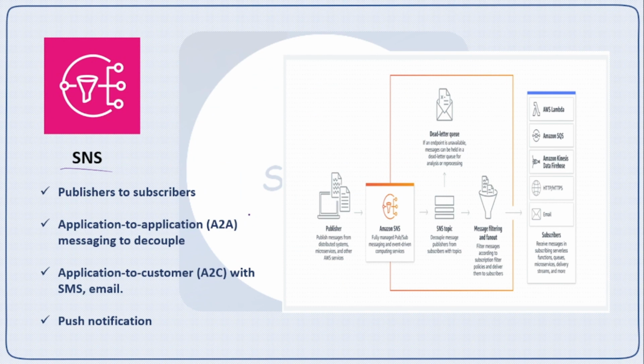SNS, so this is a publisher subscriber, we call it PubSub. It is one of the messaging services, and here you can see it is capable of sending application to application messages to decouple, or it is also for application to consumer. You can send SMS or email, and it works on push notification. So with SNS we have to create one SNS topic, and then we can send the message to it, and there is some filtering and fan out architecture. Basically, fan out is that we can have SNS here, and then from SNS we can send the message to multiple consumers, so that is fan out.